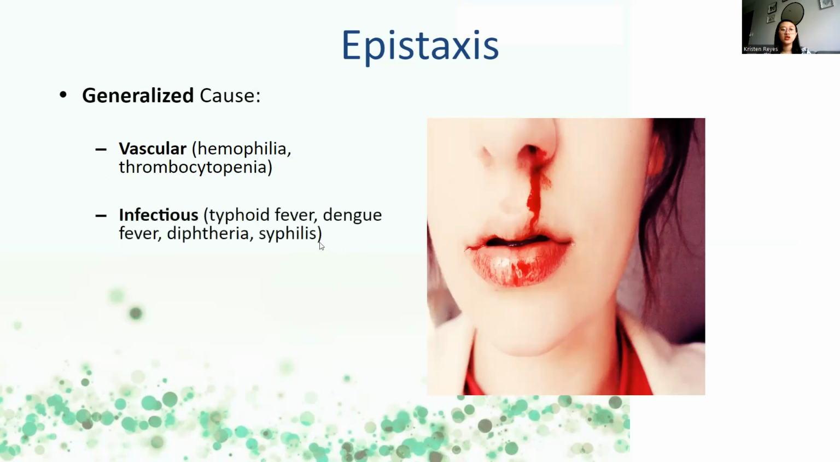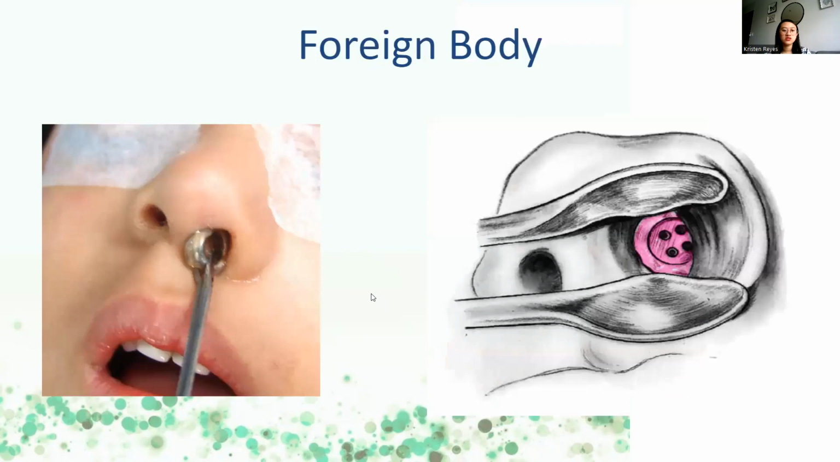Pwede din siya mag-occur in infections. Very common example here is your dengue. No, because in dengue, what happens is you have thrombocytopenia. Okay, so again, if you have thrombocytopenia, low platelets, which function for blood clotting, okay, the platelets are low, then you are prone to bleeding. So can also happen if you drink certain drugs.